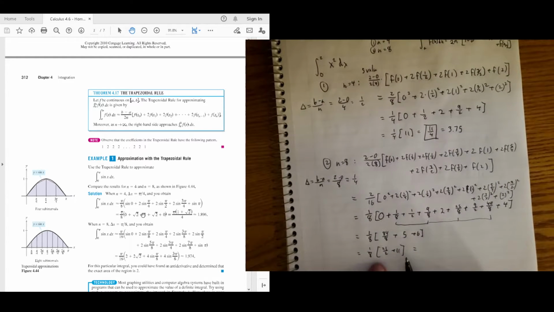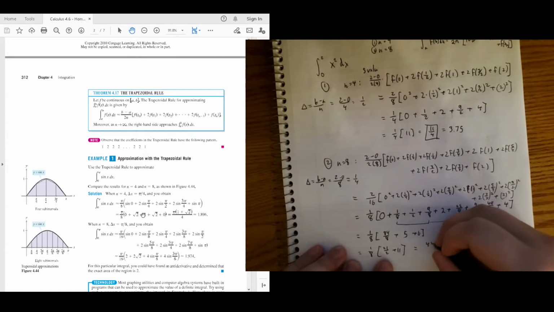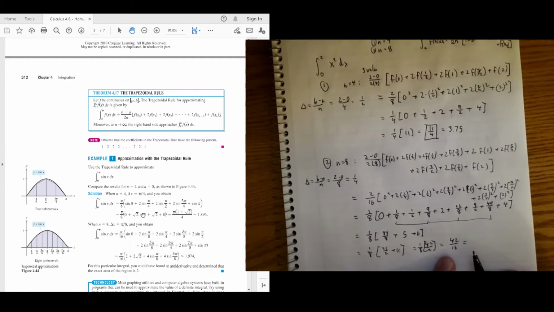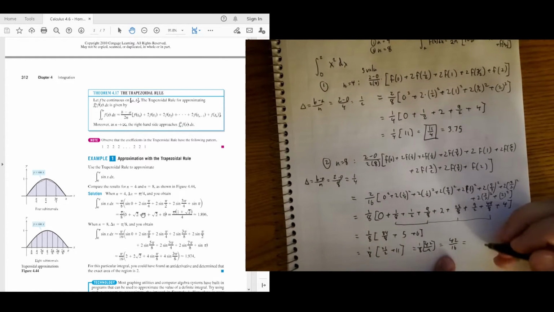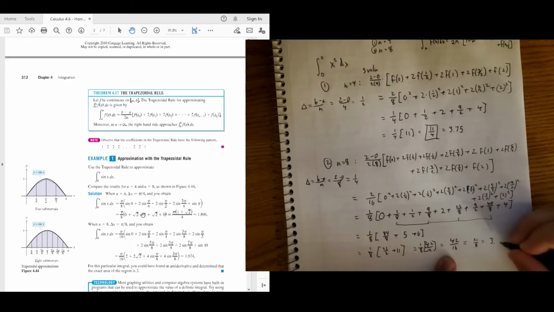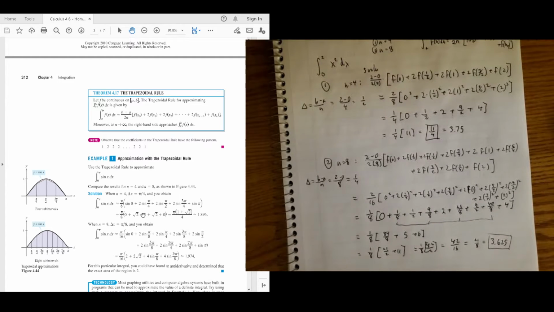All right, just going through the process of simplifying now. 21/2 plus 11, that'd be 22/2, so it gives us 43/2 times 1/8, which gives us 43/16, which would give us the decimal value of 3.625. That's pretty dang good.